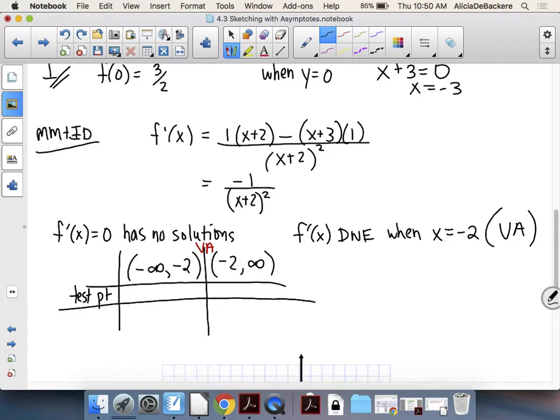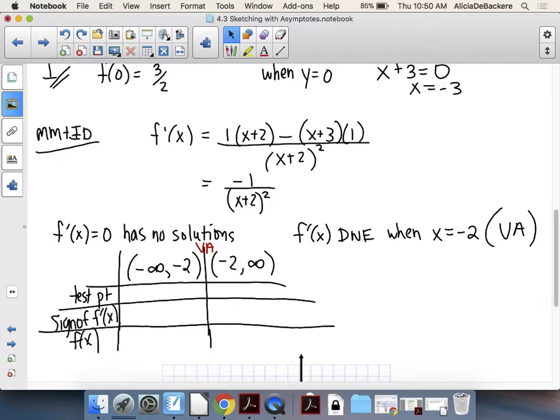We're going to find a test point. We're going to find the sign of f prime. And again, we're looking at that simplified version, so the -1 over (x plus 2) squared. And then finally, we can talk about if f of x is increasing or decreasing. So picking a test point, anything smaller than -2, anything bigger than -2, we'll plug it into that derivative.